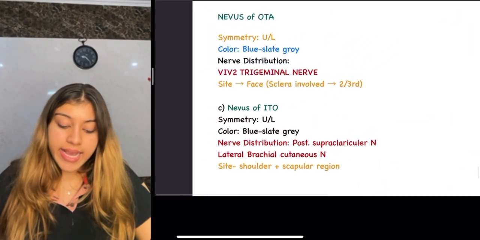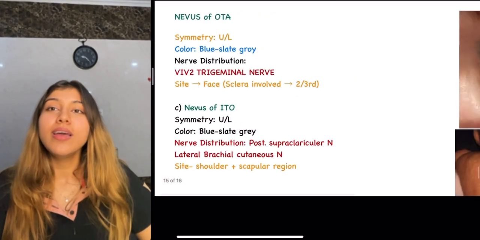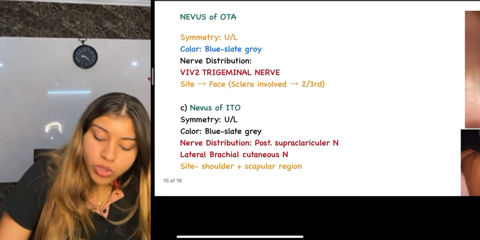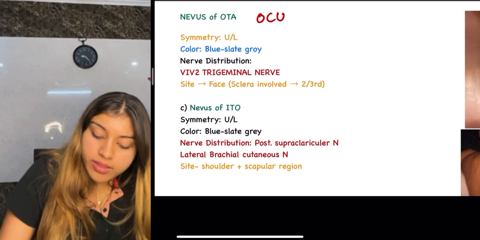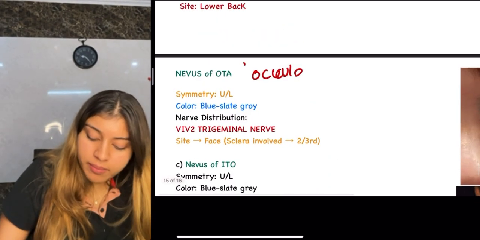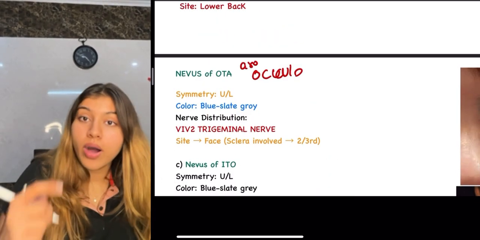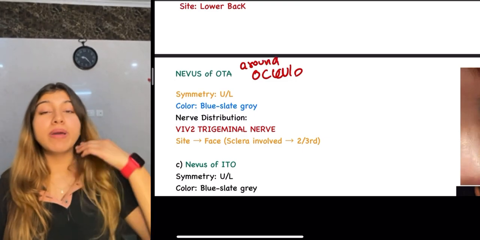Next, guys, is our nevus of Ota. The word Ota, guys, means oculo, which means around the eye. It means around your oculo. Guys, why am I emphasizing so much?